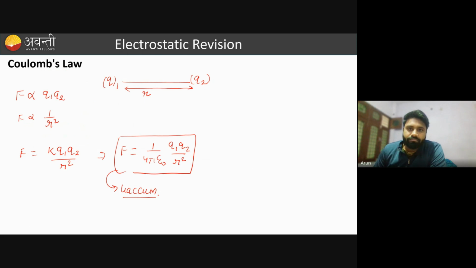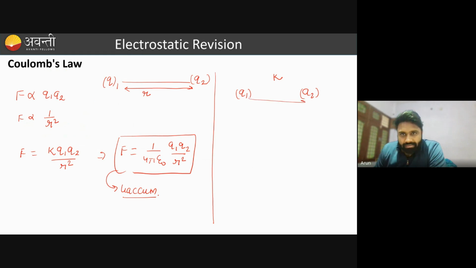Now if these charges are present in a medium other than vacuum, let's say q1 and q2 are placed in a medium having dielectric constant k and separated by a distance r, then what is the force experienced? Now this medium also exerts a force on these charges, so the experienced force will be different from the vacuum scenario.